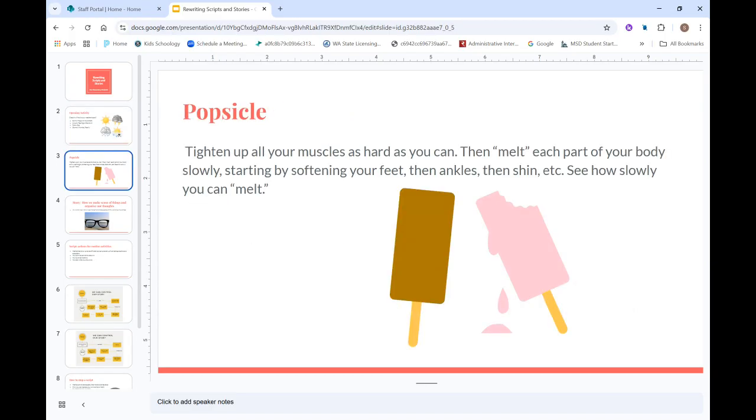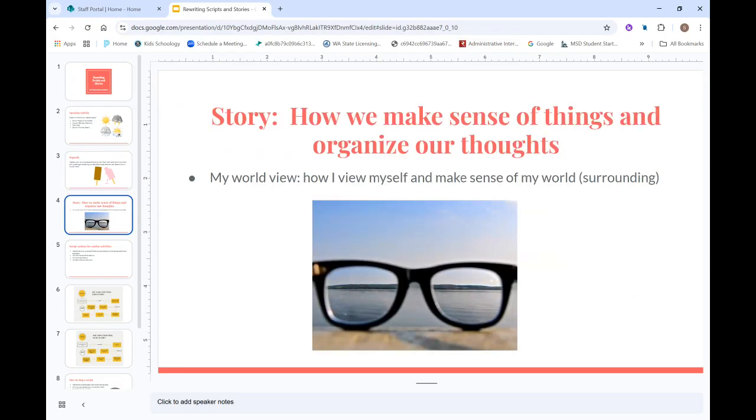We do a physical activity to get started. Popsicle. Some of you might have seen this done with dry spaghetti that gets cooked and melts. I ask the kids to tighten up all their muscles as hard as they can, and then they melt each part slowly, starting by softening their feet, ankles, shins, and going down the whole body scan. And we laugh, and then we get started on our lesson. I wanted to explain story in kid-friendly language, and this is what I came up with.